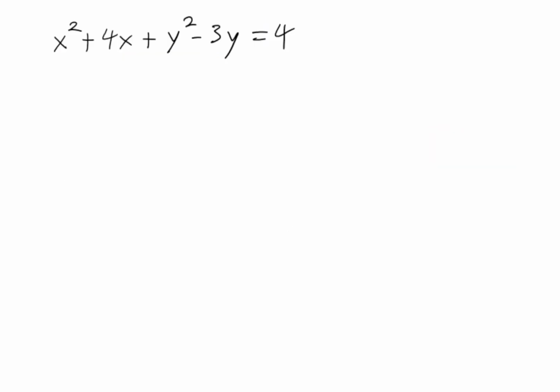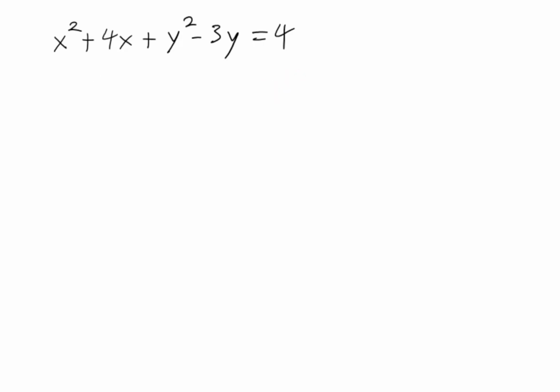Here's an example of what I'm talking about. This is the equation of a circle, x squared plus 4x plus y squared minus 3y equals 4. This is a circle in the xy plane, but it is not in that standard form that we want it to be in. So our job is to try to take the terms that were given here and somehow convert them into this form, (x minus a) squared, (y minus b) squared, and then on the other side, r squared.